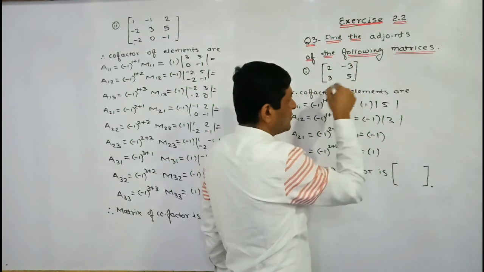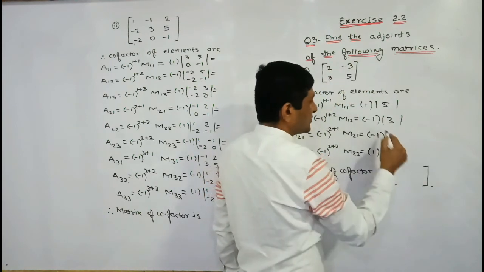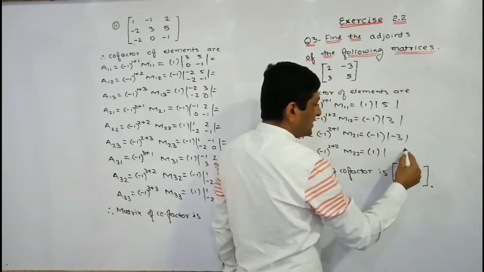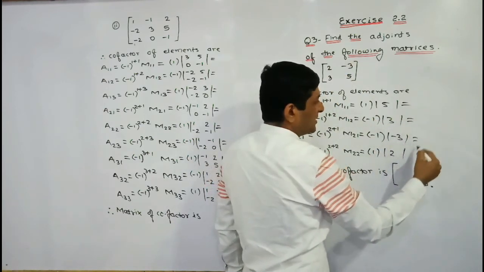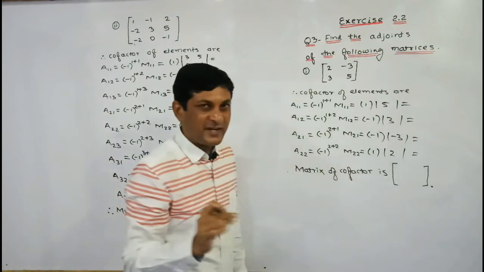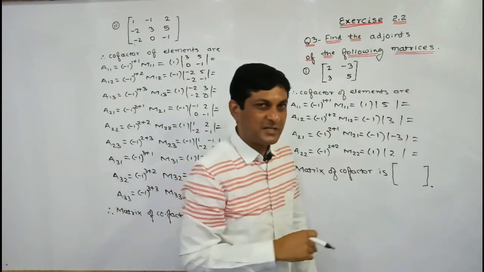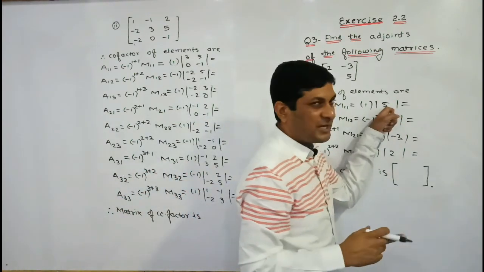Here delete second row, first column. Second row, first column, so we are getting -3. And here delete second row, second column, so we will get 2. Once the elements of the determinant are known to us, find out the value of the determinant and complete the calculation part. So here determinant of 5 is 5.